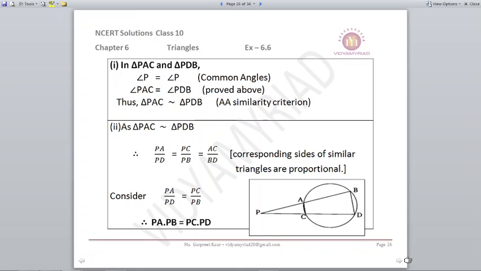Now let's make two triangles similar. If we take two triangles, we know angle P is common among them, and we have just proved that angle PAC is equal to angle PDB. So by AA criteria, the triangles are similar. When triangles are similar, their corresponding sides are proportional, which is PA upon PD is equal to PC upon PB, which is thus PA into PB is equal to PC into PD, and hence we have proved it.